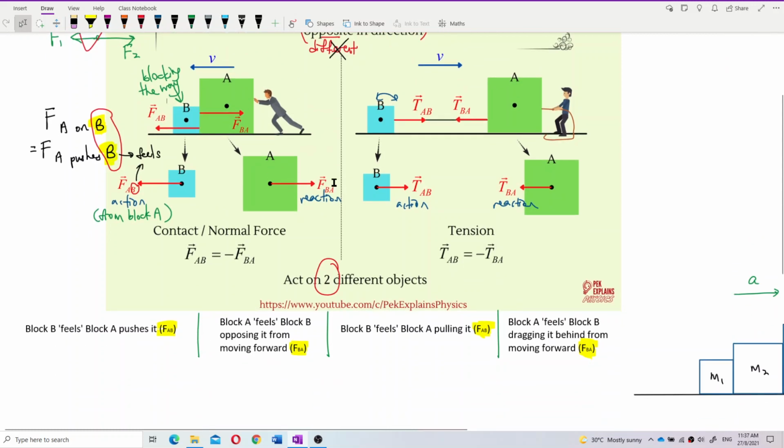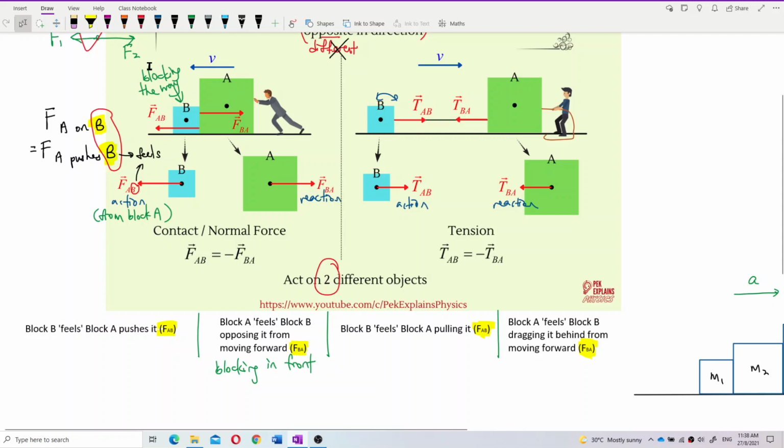So block A feels this reaction force from block B, which is FBA. Block A feels that block B is blocking in front. Block A feels block B is blocking in front. The blocking in front feeling is the reaction force FBA.